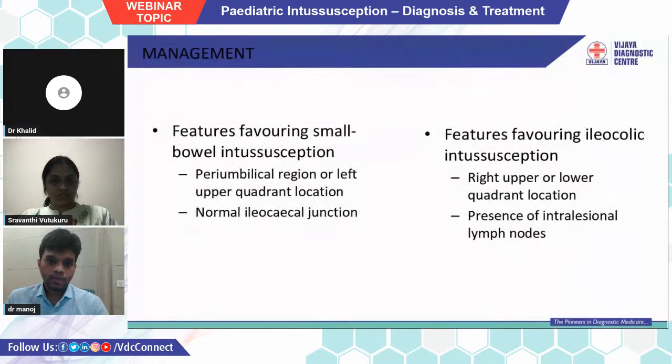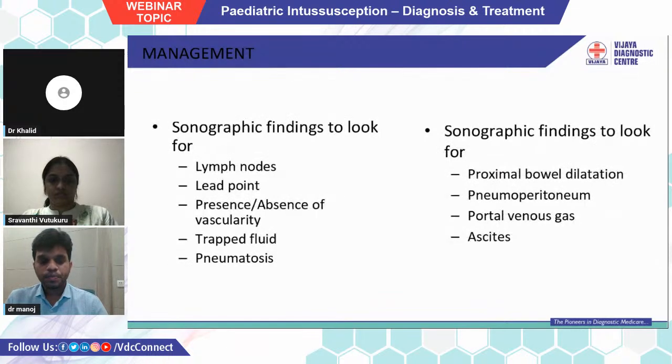There are a few other features that favor small bowel intussusception. That is the periumbilical or left upper quadrant location, as well as presence of a normal IC junction. While the right upper and right lower quadrant locations, as well as presence of intralesional lymph nodes, favor an ileocolic intussusception.